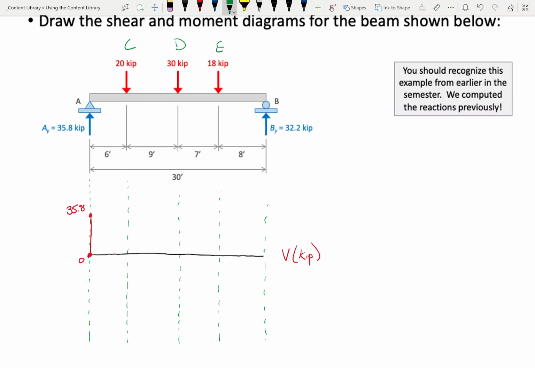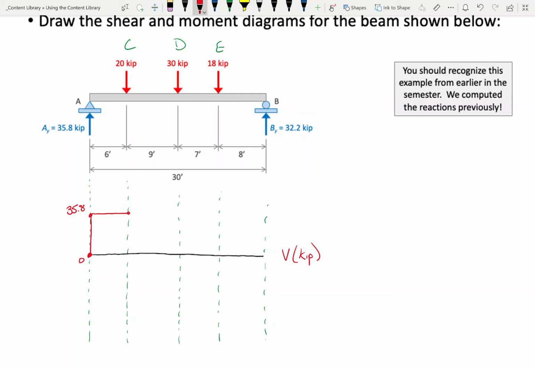How much force is between point A and point C? It's not really a trick question, but it may sound like it. How much force is between point A and point C? 0. Nothing. If I integrate nothing, what do I get? Plus C. So I need to draw a function between A and C that has no slope. What does a function look like if it has no slope? Horizontal line.